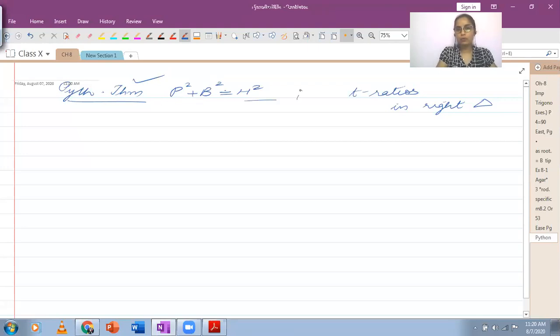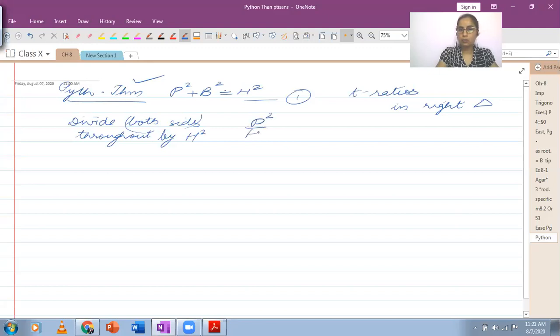So the first step I want to do is I want to divide these sides by h square. Both sides, or divide throughout. So I'm just modifying this Pythagoras theorem. What I'm doing is I'm just modifying it a little. The way it will look to you will change now. So what will happen if I divide each of the terms by h square?